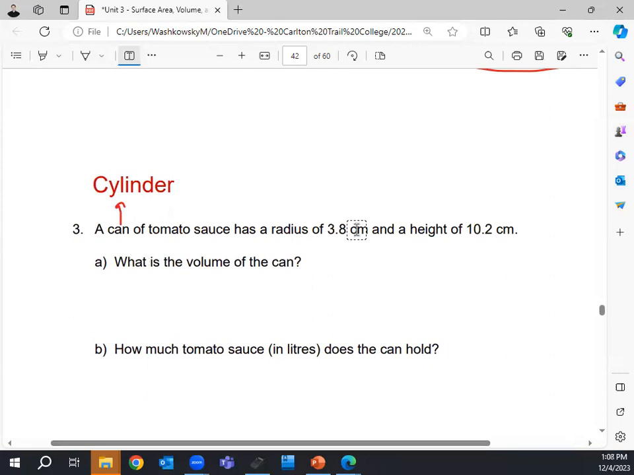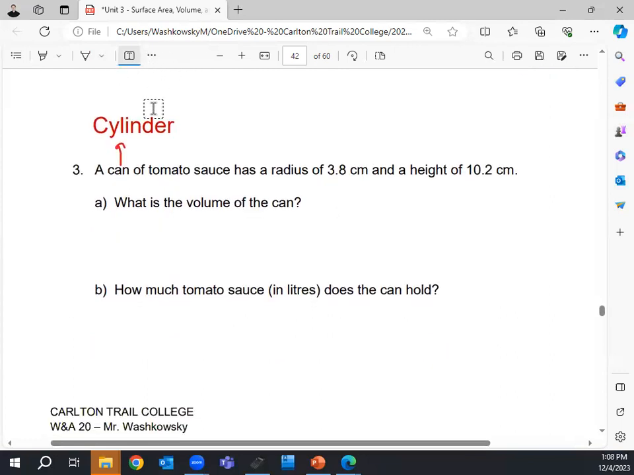So off topic, but anyways, when you see can, you think cylinder. When you see pipe, you think cylinder. You have to envision what the object looks like. So what I have is a can. It has a radius of 3.8 centimeters and a height of 10.2 centimeters. I see they're in the same base units. I see I have a radius and not a diameter. So I can immediately be good to go to this.